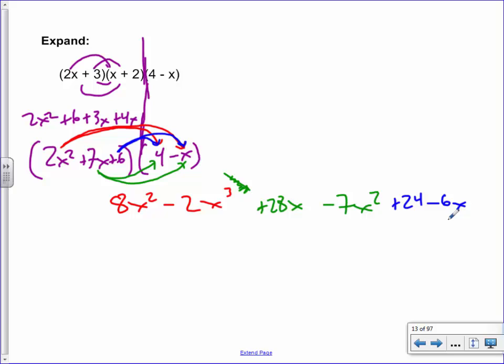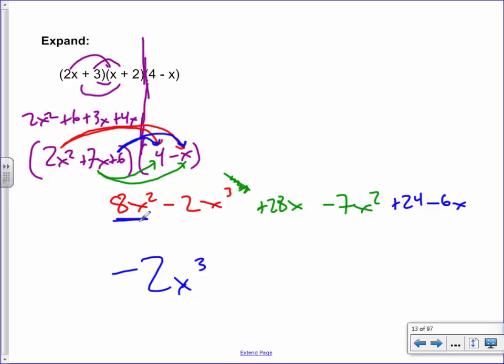You guys ever done one like this before? Okay. What's the last thing I should do then? Yeah, exactly. I'd like terms. So I'm going to start actually with the highest exponent. This is actually not quadratic, by the way, because my biggest exponent is the power of 3. So I'll put that one first. Negative 2x to the 3. And then my x squared.